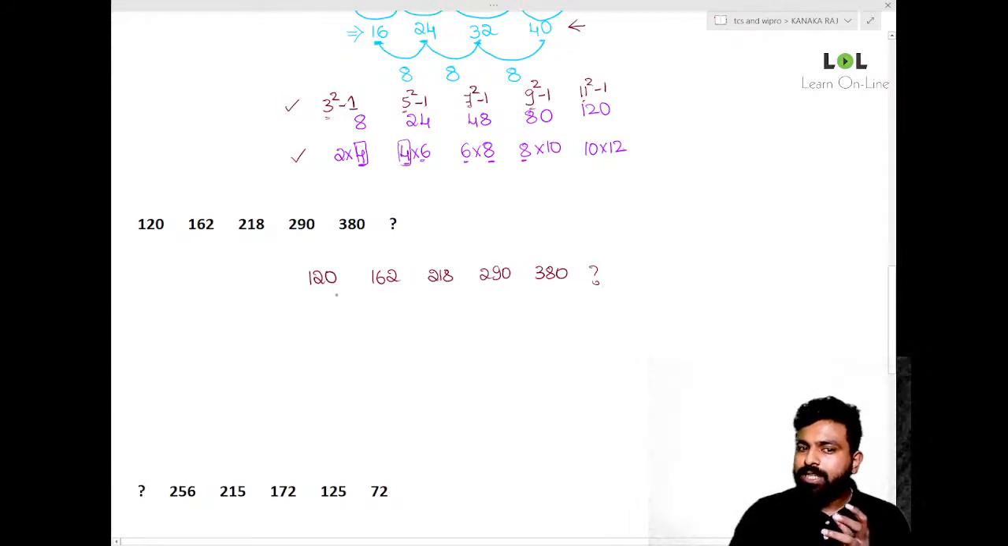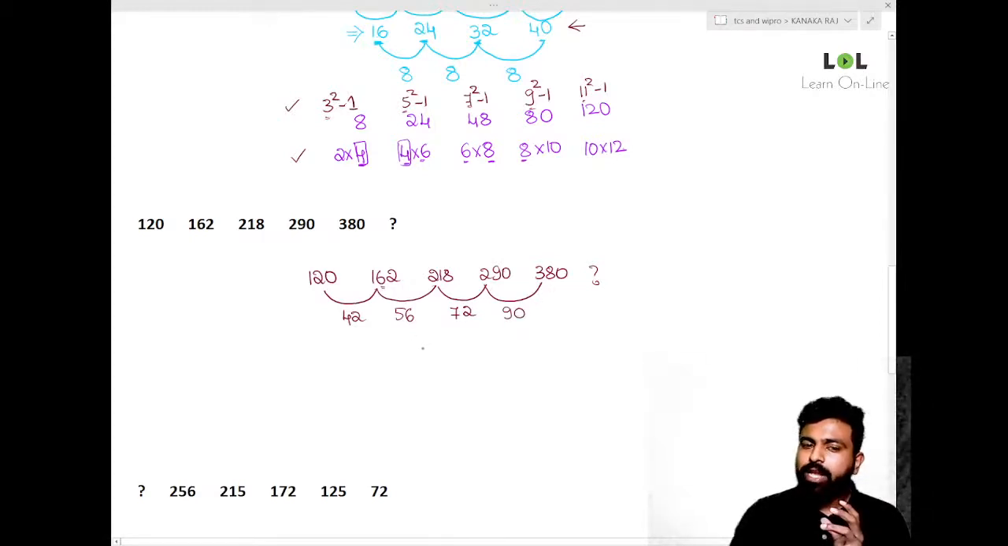So here again it is a different series. What is the first difference here? What will be the difference between the first two terms? The difference here is 42. The next difference, 160 plus 50 gives you 212. 212 plus 6 gives you 218. The next difference, 218 plus 2 gives you 220 plus 70 gives you 290. 290 plus 90 gives you 380.